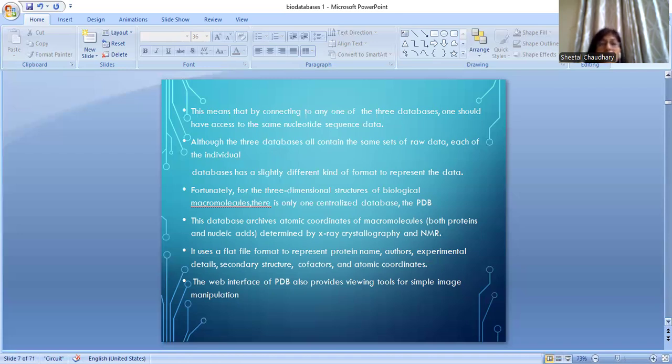Fortunately, for three-dimensional structures of the biological macromolecule, there is only one centralized database, that is PDB. This database contains atomic coordinates of the macromolecules, both proteins and nucleic acids, determined by X-ray crystallography and NMR. So structural data which is submitted in PDB is determined by X-ray crystallography and NMR. It uses a flat file format to represent protein name, authors, experimental detail, secondary structure, cofactors, and atomic coordinates. The web interface of PDB also provides viewing tool for simple image manipulation.